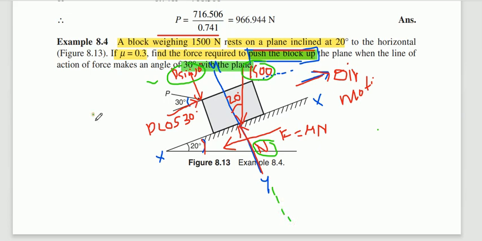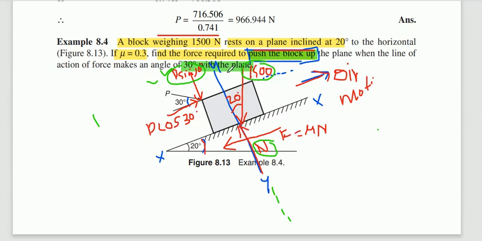The weight is moving downward, therefore negative, and N is moving upward, therefore it is positive, and this is inclined. So what is the 1500 there? That is the inclined force with respect to the y axis. The horizontal component is 1500 sin 20 and the vertical component is 1500 cos 20 here.